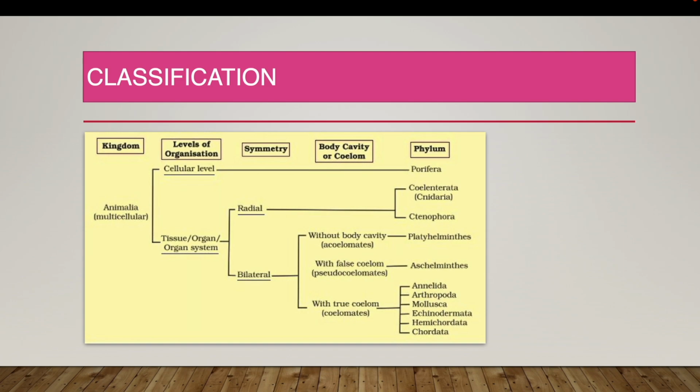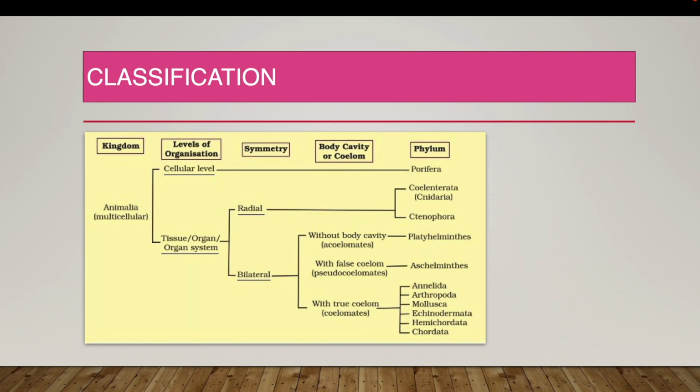Another type of symmetry is known as bilateral symmetry. Here the organism can be divided into two equal halves only when the plane passes through the longitudinal axis. Then this type of symmetry is known as bilateral symmetry. Then again the bilateral symmetry is of three types based on the body coelom or the body cavity. So here, like I told you, some organisms don't have true coeloms, known as acoelomate.